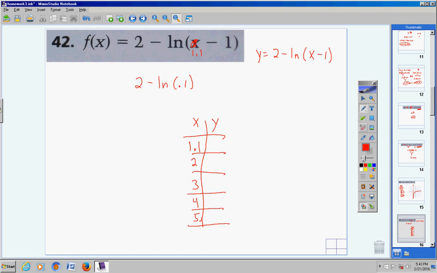Now for those that do not have a grapher, we're going to have to type this into our calculator right here. And it's so easy to do. You simply hit 2, then minus, then natural log, and then 0.1. I mean, it's really simple. And you will get 4.3 if you round. 4.3.